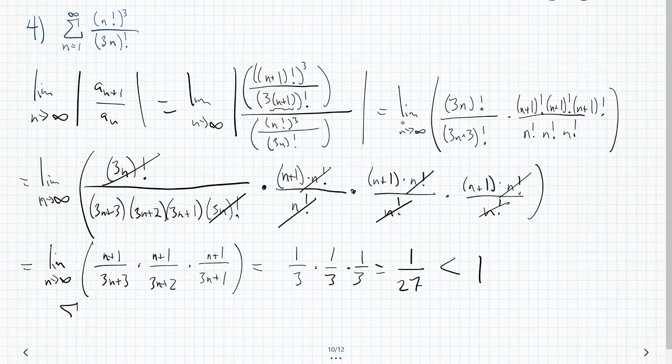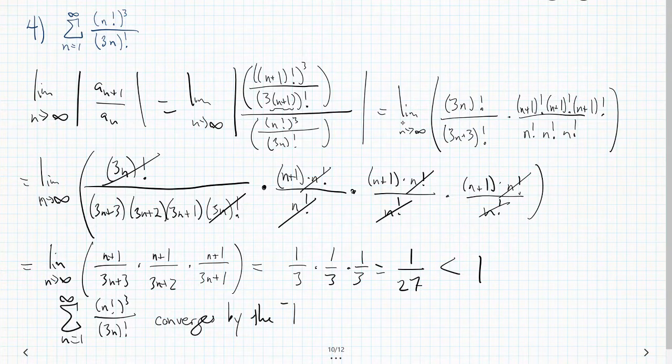So what does that mean? That means the summation n equals 1 to infinity of n factorial cubed over 3n factorial converges, because that number is less than 1, by the ratio test. Okay, so hopefully that makes sense in terms of how we work that one out.